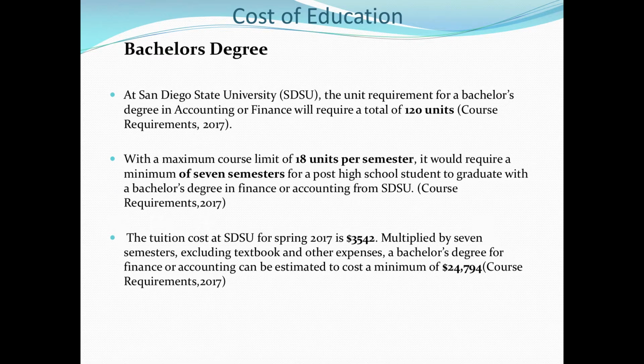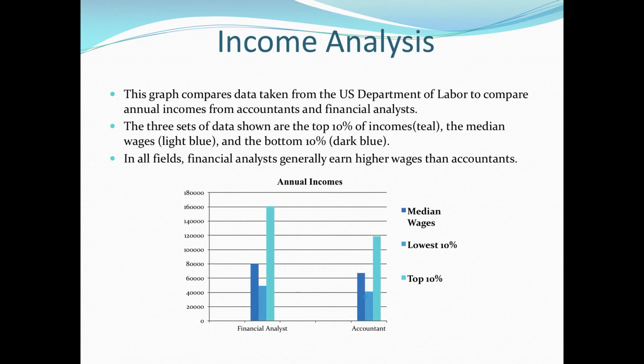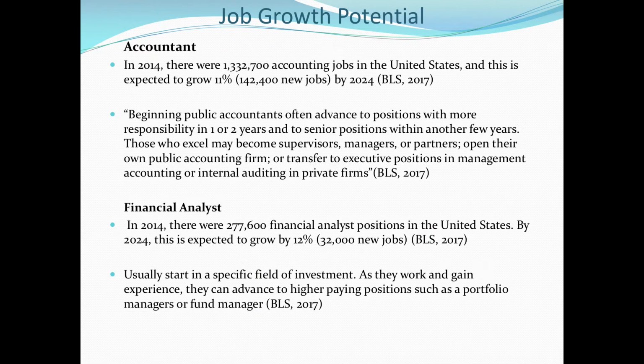So in breaking up his headers or his sections of the report, he talks about the cost of education, as well as annual salaries for an accountant and a financial analyst, comparing the two. You can see he's also using APA format with the citations at the end so we know where the data came from, strengthening the data from his presentation. Here is an income analysis, so he took the data and then analyzed it using a graphic to convey meaning to the audience.